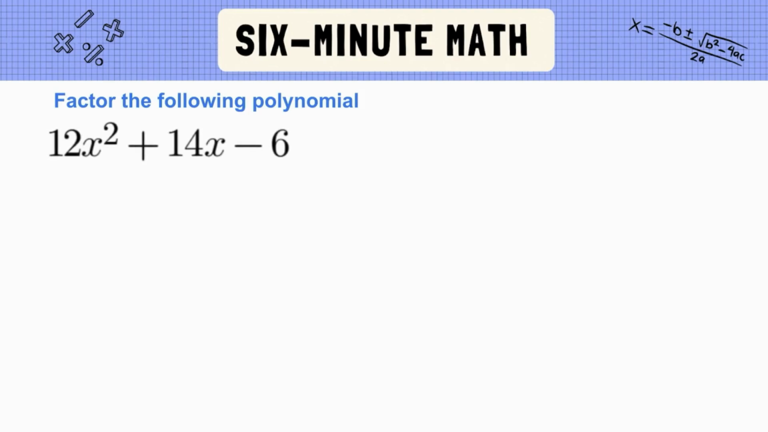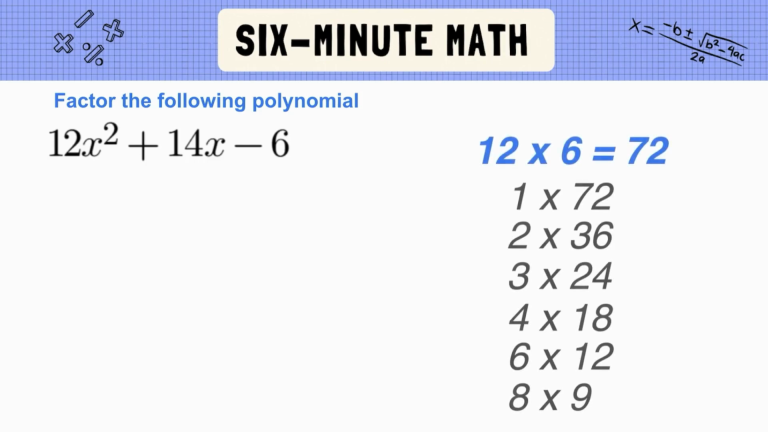Let's factor 12x squared plus 14x minus 6. 12 times 6 is 72, and I have my factor grid for 72. This negative in front of my c value tells me I'm looking for two numbers that subtract to my b value. So again, I'm going to write the difference in between.